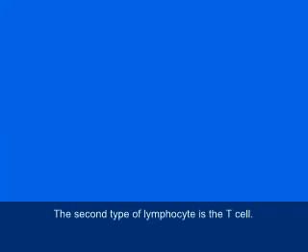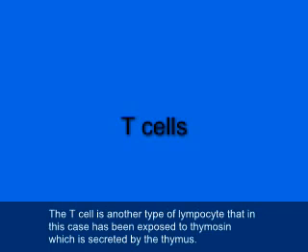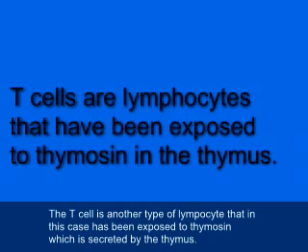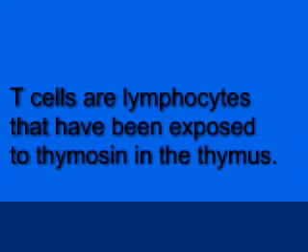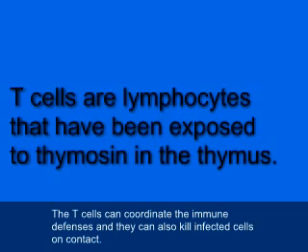The second type of lymphocyte is the T cell. The T cell is another type of lymphocyte that in this case has been exposed to thymosin, which is secreted by the thymus. The T cells can coordinate the immune defenses, and they can also kill infected cells on contact.